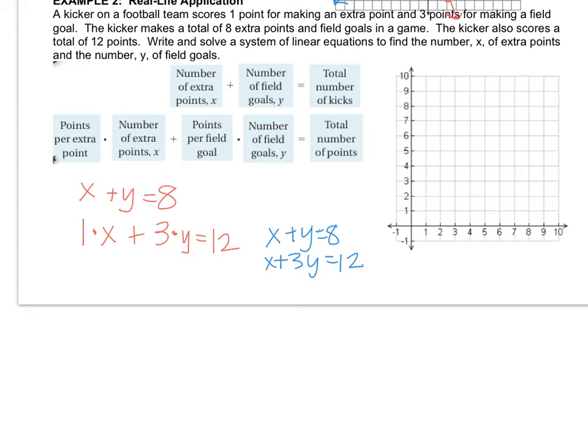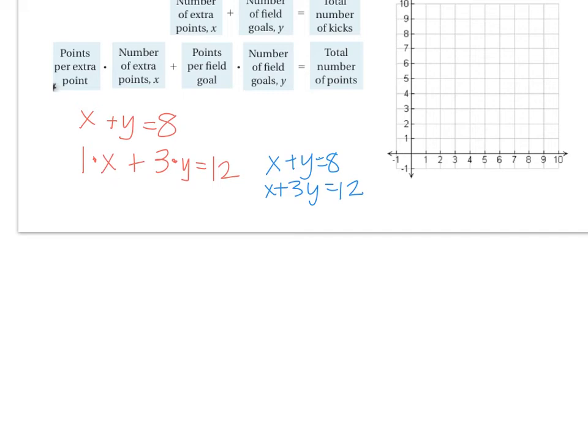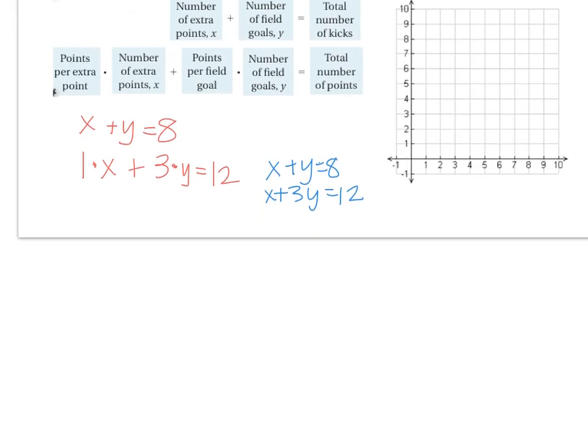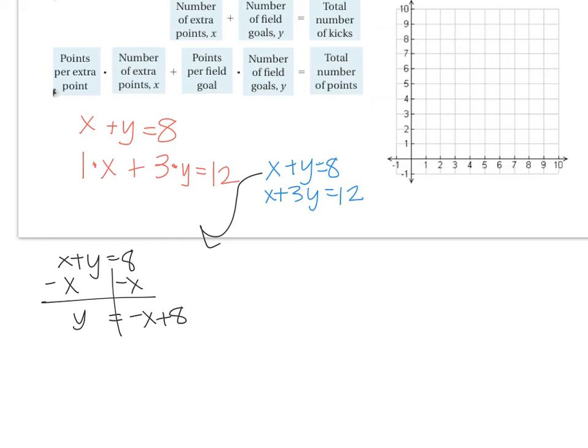All right, now we're going to practice something all the way back from pre-algebra, hope you didn't forget it, where we get the y by itself. So this first equation is x plus y equals 8. So when I get the y by itself, I subtract x. So I have y equals negative x plus 8.